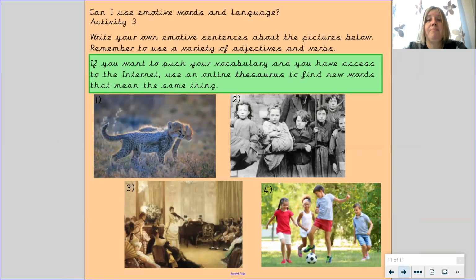Finally, activity 3. Write down your own emotive sentences about the pictures. Remember to use a variety of adjectives and verbs. If you want to push your vocabulary and you have access to the internet, you could use an online thesaurus to find new words that mean the same thing. So you need to make sure you look really carefully at the pictures so that you can write an emotive sentence about the picture using adjectives to describe and verbs to create an emotive response to the reader.